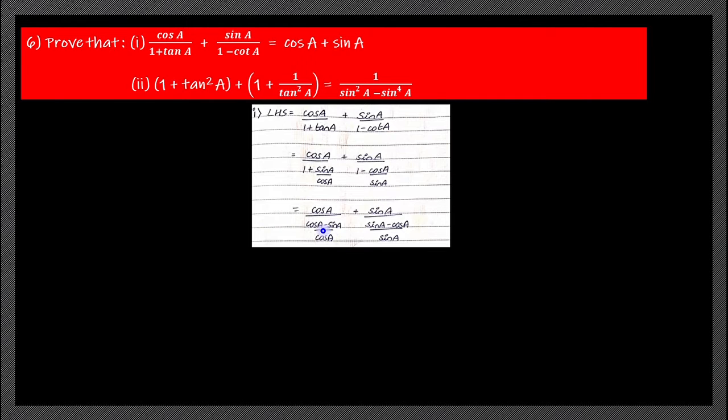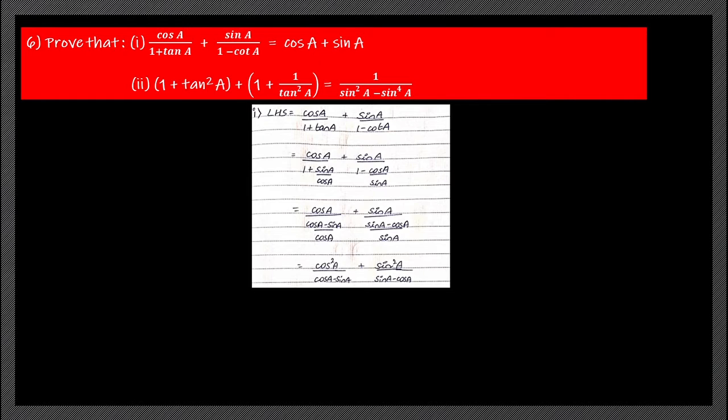So over here, after taking LCM, you will be getting cos A minus sin A divided by cos A in the denominator. And in this case, it will be sin A minus cos A divided by sin A in the denominator. So next, when you take the reciprocal, cos A into cos A gives cos square A, sin A into sin A gives sin square A. But if you keenly observe over here, the denominators are pretty simple for us.